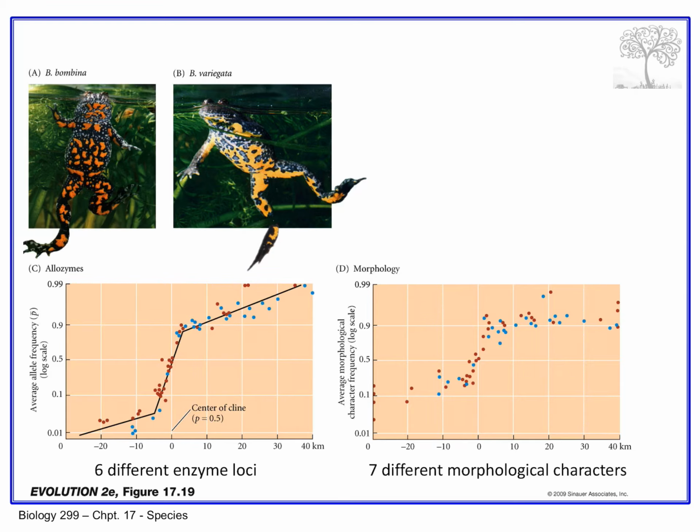Now that's molecular data. What about phenotypic data, so morphological data? Here we basically see the same thing. These are 7 different morphological characters, and we see that the cline's in the same position as it is in the case of the molecular data. Okay, so very good evidence of a secondary hybrid zone there.